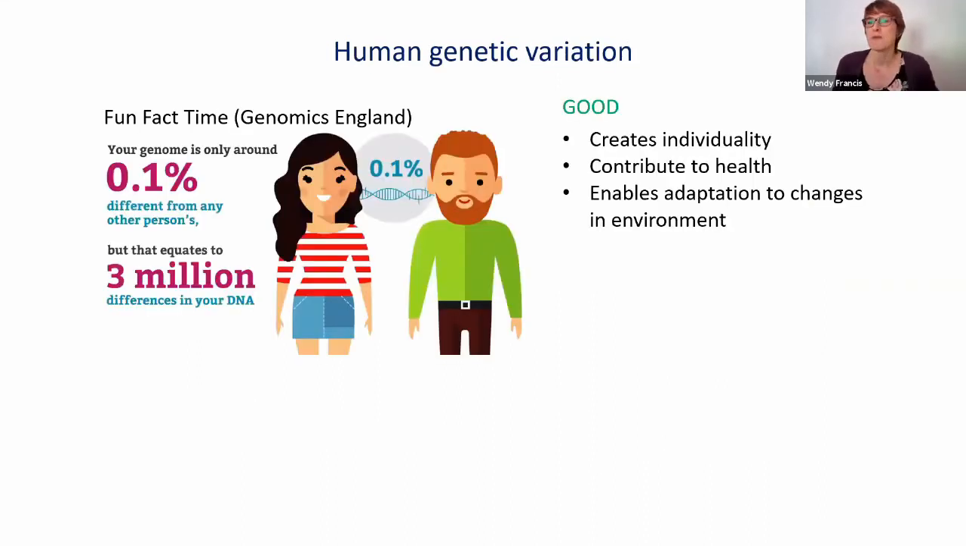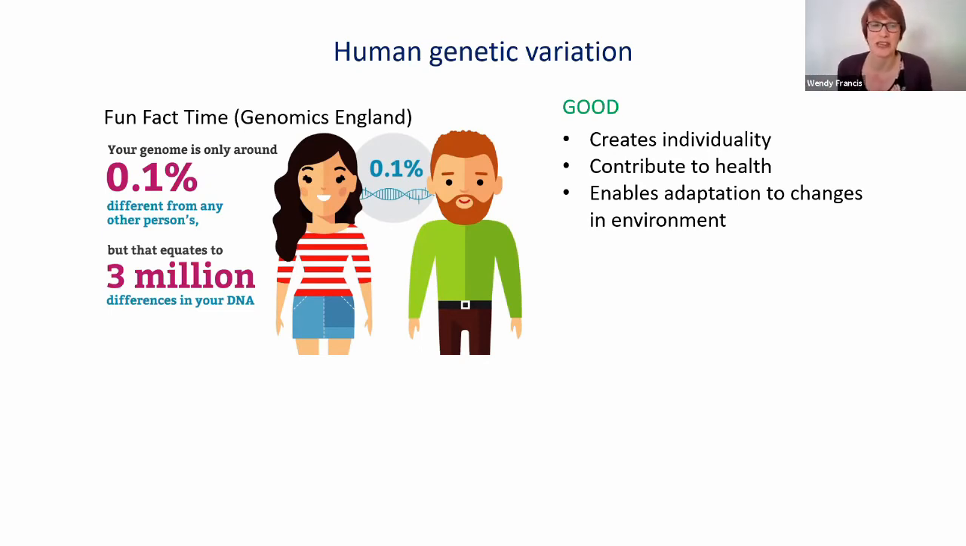So there's a whole host of information on Genomics England if you want to read more about this, and it's really well explained. This is one of the fun facts that the Genomics England website put out. Your genome is only around 0.1% different from any other person's. So the person you pass in the street, or that you meet at the supermarket, your genome is only 0.1% different. Again, that's quite incredible when you look at us all, and we don't look the same.